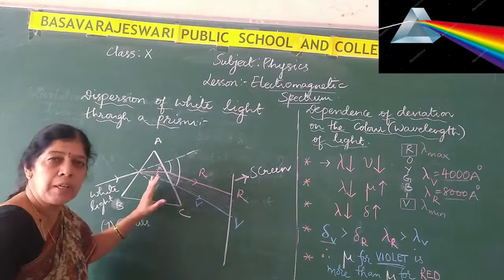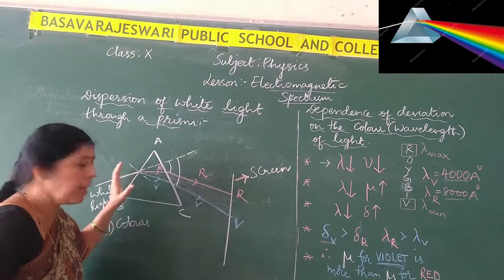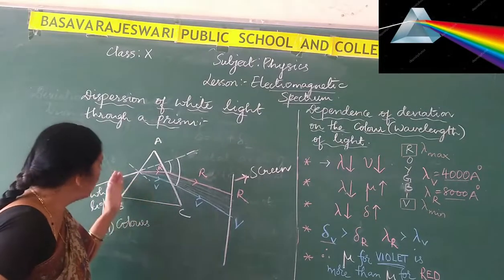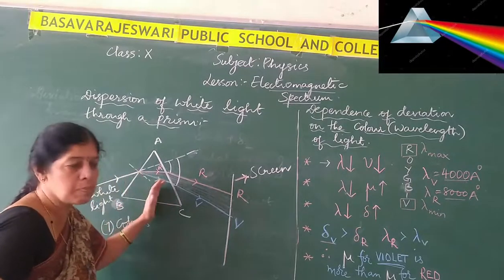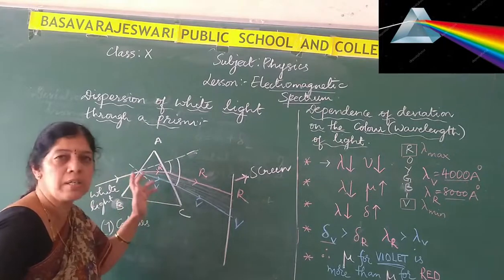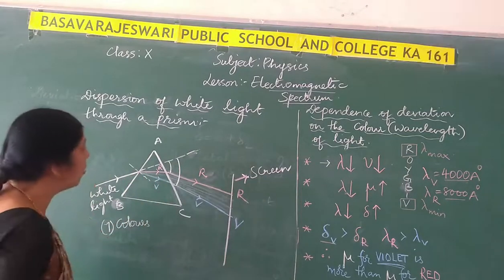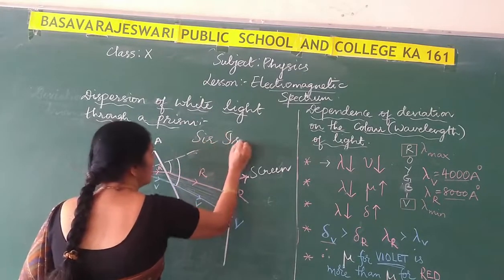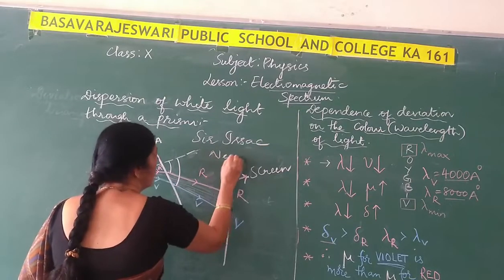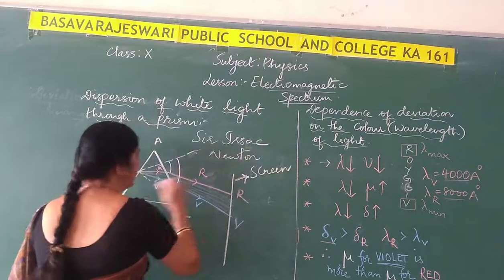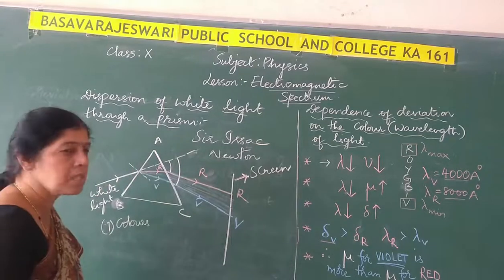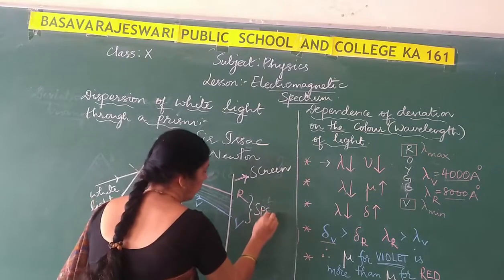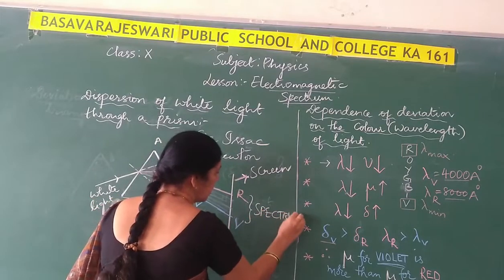So this phenomenon wherein a ray of white light splits into its constituent colors whenever it enters through a transparent medium like glass is called dispersion of light. And as you all know, this dispersion of light was first discovered by Sir Isaac Newton. Is it not? And all the 7 colors which are obtained due to dispersion of light are called the spectrum. And we call it the visible spectrum.